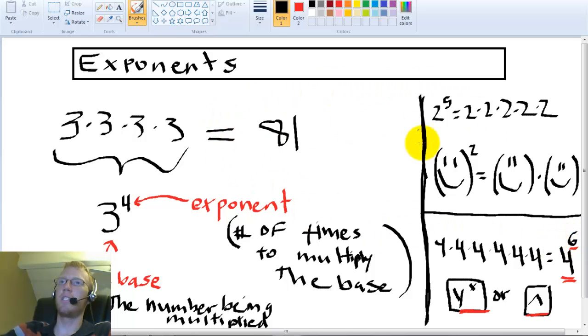Okay, so this is the basic general idea of exponential notation. In the next little video, I'm going to show you lots of examples of the actual rules of exponents for how to simplify problems that have exponents in them.